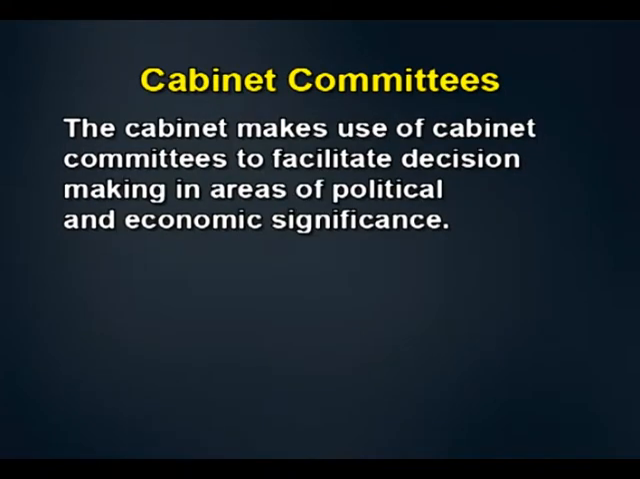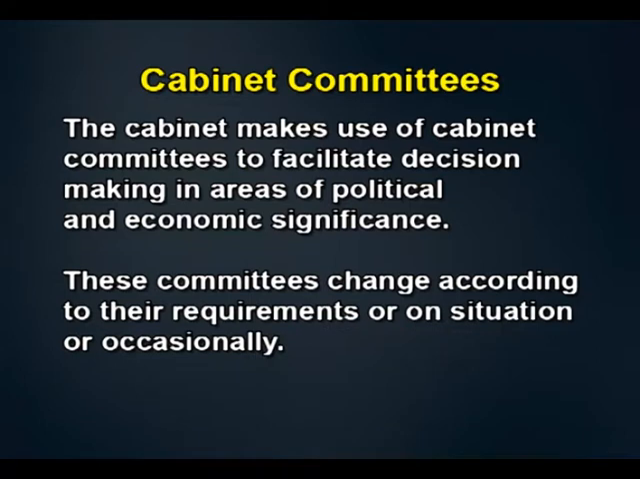The Cabinet makes use of Cabinet committees to facilitate decision making in areas of political and economic significance. These committees change according to their requirements or on situation or occasionally. Ad hoc committees are set up for a specific purpose. Four such committees have acquired importance with the government in power.